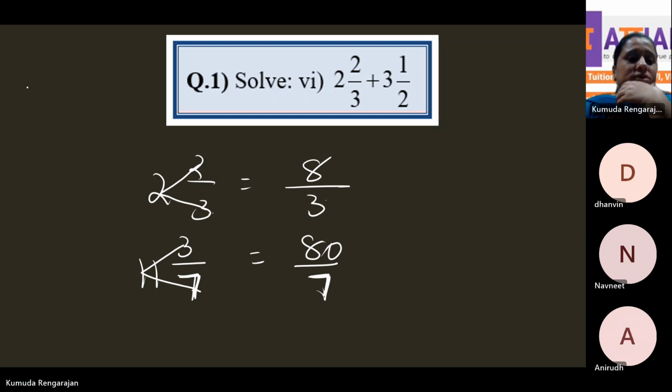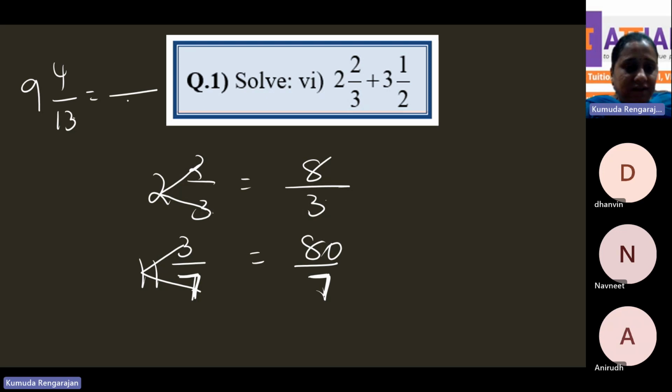Another one. Now, 9 4 by 13. So the denominator 13 will come as it is. The denominator 13 here will be the denominator there also. The numerator: 13 9s are 117 plus 4, 121. 121 by 13.